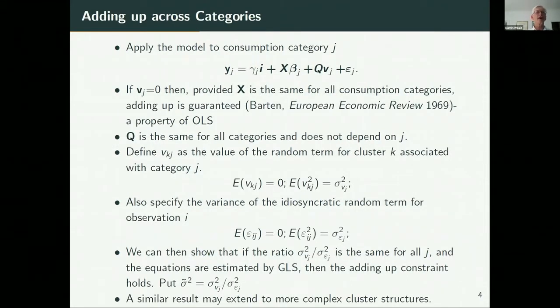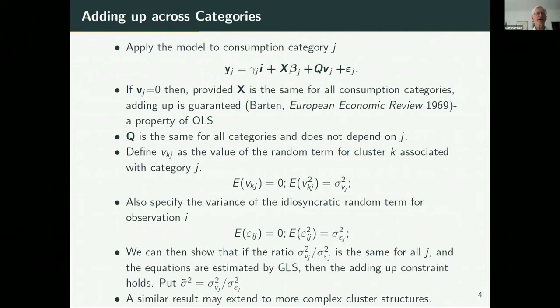So let's suppose that we apply the model to consumption category J. So here I've written out the sort of equation that we could estimate for consumption category J. And it's a property of ordinary least squares that if you don't have any cluster effects, if Vj is 0, Vj is mapped to the specific clusters by the design matrix Q, so we can't have Q as 0, it's not estimated, it's given by the data structure. But if V is 0, then provided X is the same for all consumption categories, adding up is guaranteed. That's a property of ordinary least squares estimation. So while you might want to estimate an equation like that by 3-stage least squares, there's absolutely no need to do so, simply in order to ensure adding up, and you don't need to impose any cross-equation restrictions.